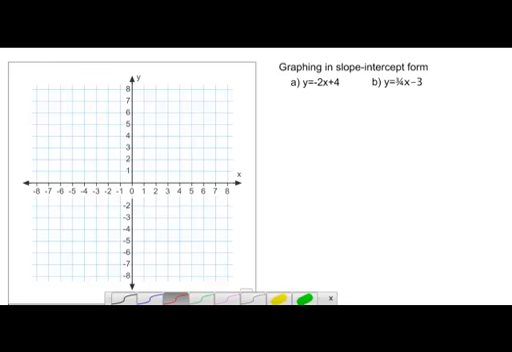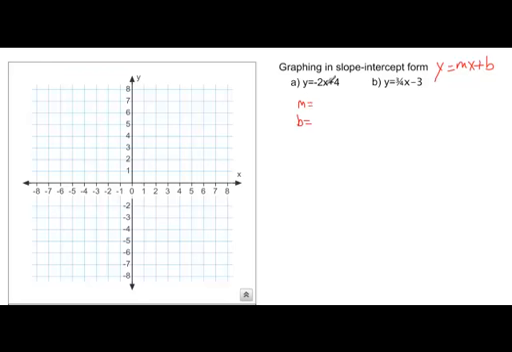In today's lesson, we're going to look at graphing equations that are in slope-intercept form. If you remember, slope-intercept form is an equation of the form y equals mx plus b, where m is the slope and b is the y-intercept. So when we look at this equation A over here, y equals negative 2x plus 4, it is exactly in slope-intercept form, so I can identify my m and b right away.